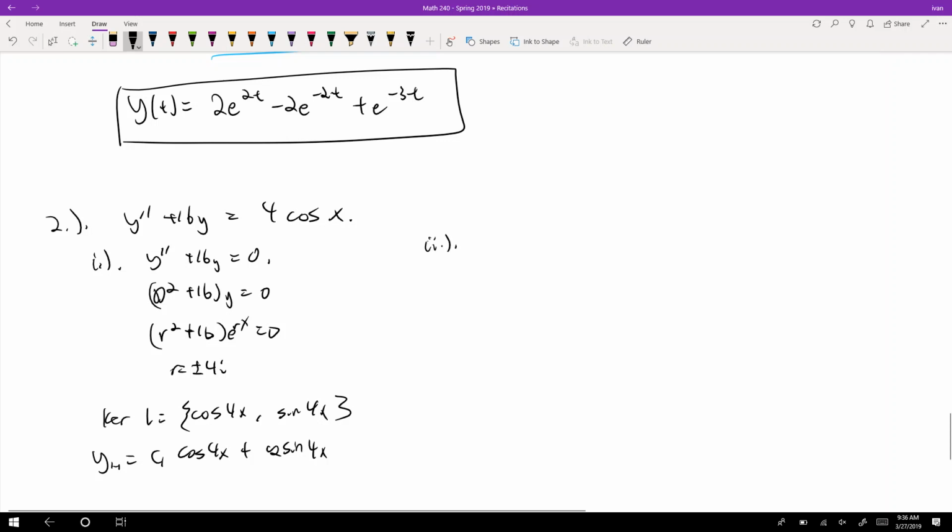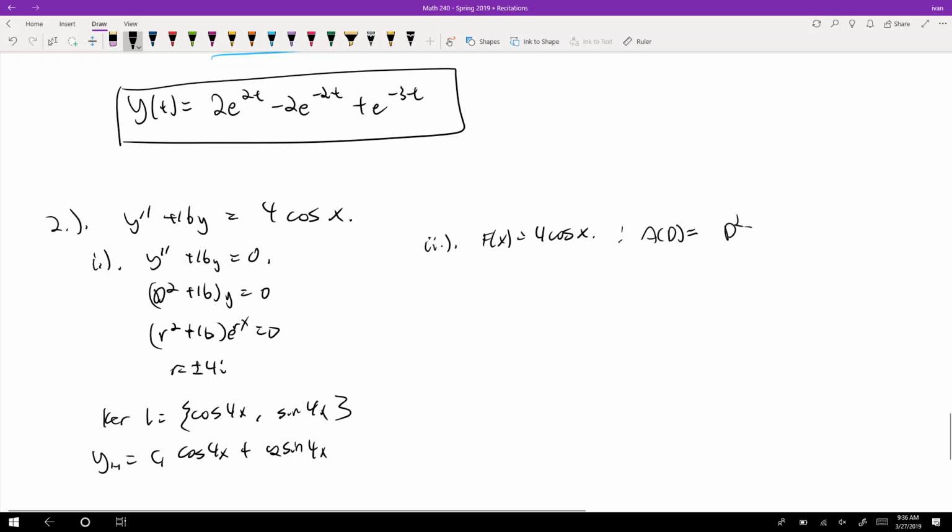All right, part 2. f of x is equal to 4 cosine x. So we need to find an annihilator. And what is an annihilator for this? Anyone? D squared plus 1. Yeah, D squared plus 1. So D squared minus 2aD plus a squared plus b squared, where a is 0 and b squared is 1 squared, so D squared plus 1.